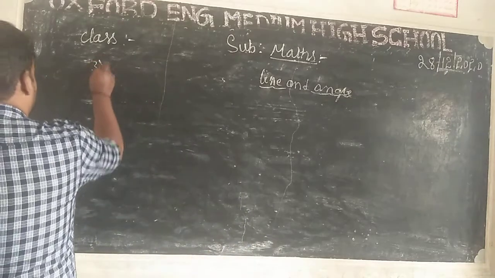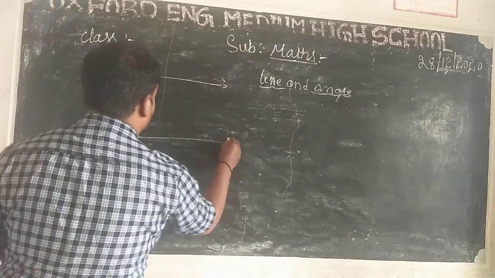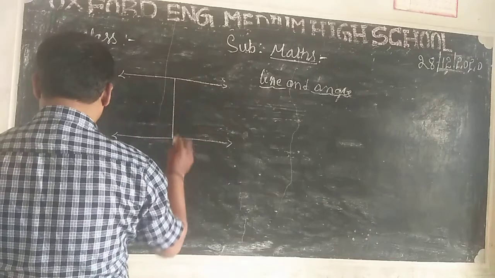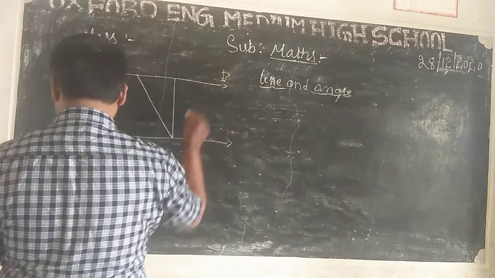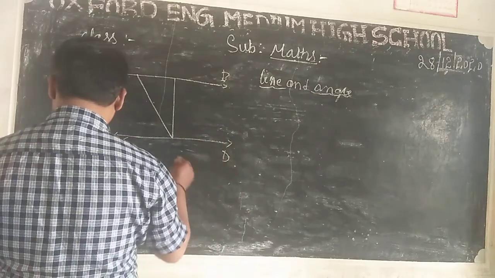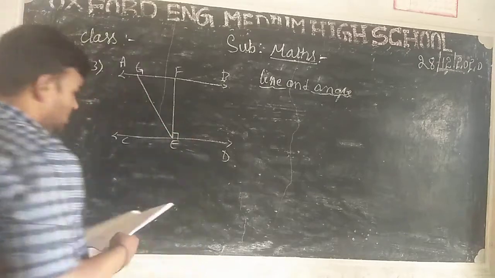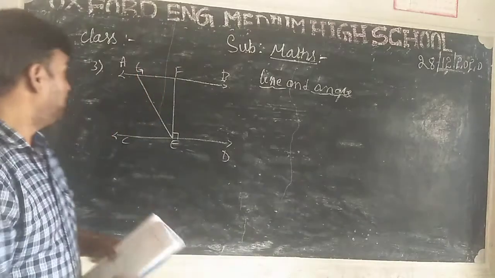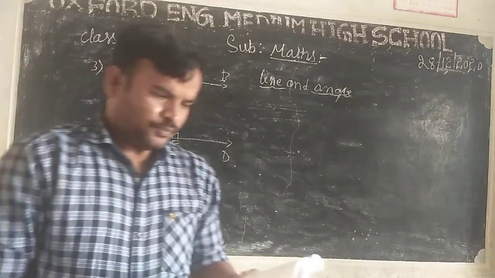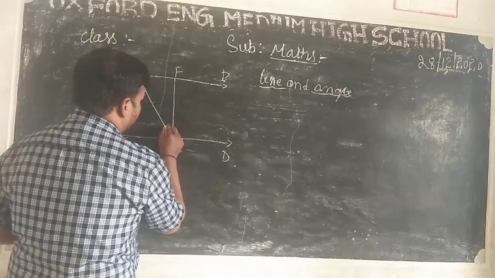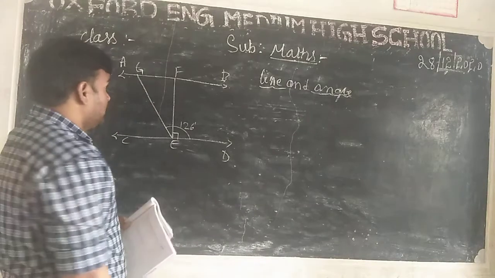So, third problem, dear friends. In this figure, AB is parallel to CD, and FE, or EF, is perpendicular to CD, and GED is 126 degree. This one is GED, 126 degree. Find AGE.